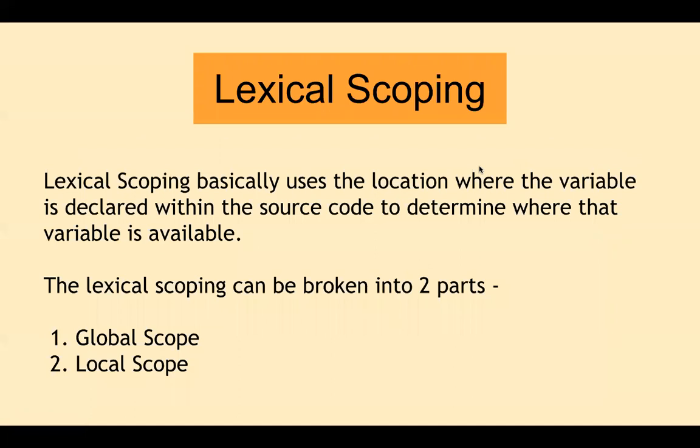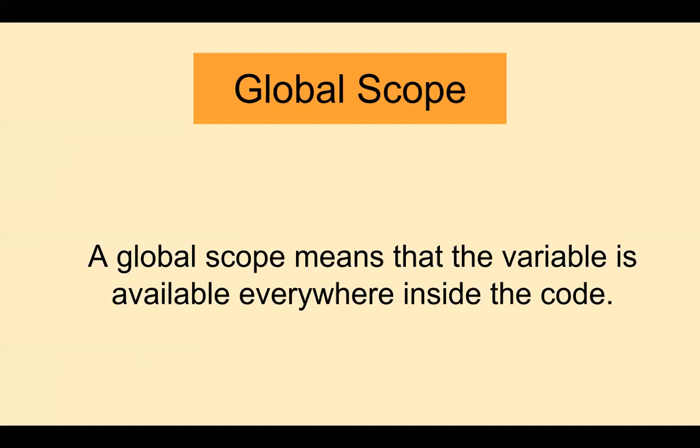Now the next thing which we learned was lexical scoping. So what is lexical scoping? Lexical scoping basically uses the location where the variable is declared within the source code to determine where the variable is available. We learned that lexical scoping is broken down into two parts. First is the global scope and the second one is local scope. So what is the global scope? Global scope means that the variable is available everywhere inside the code.